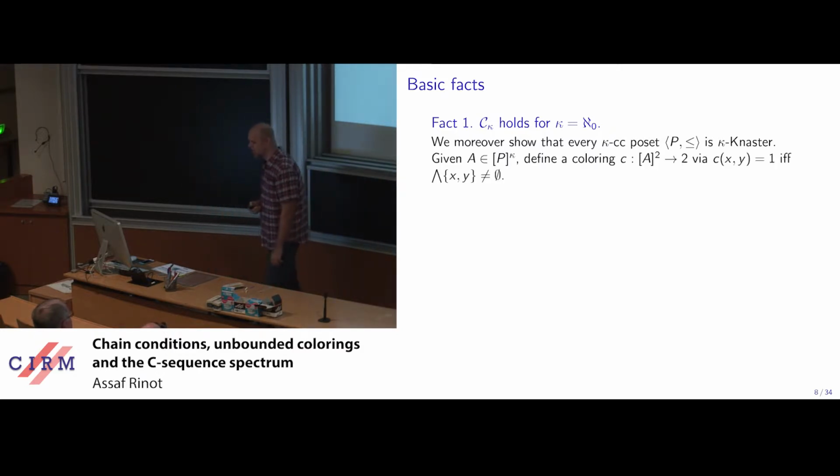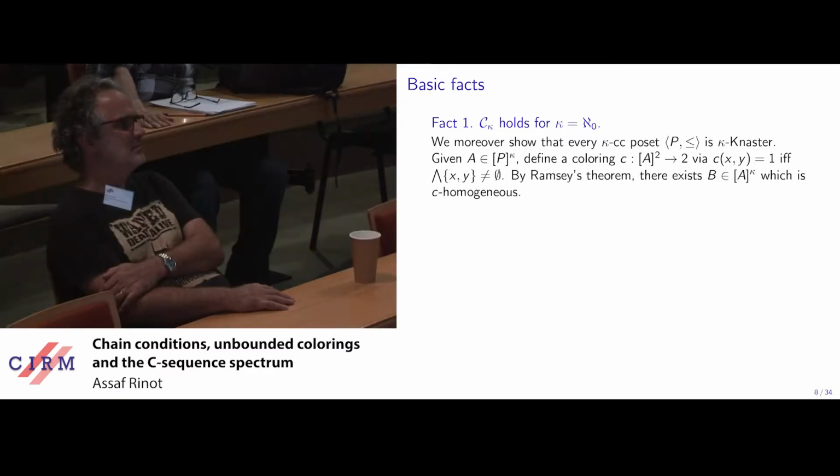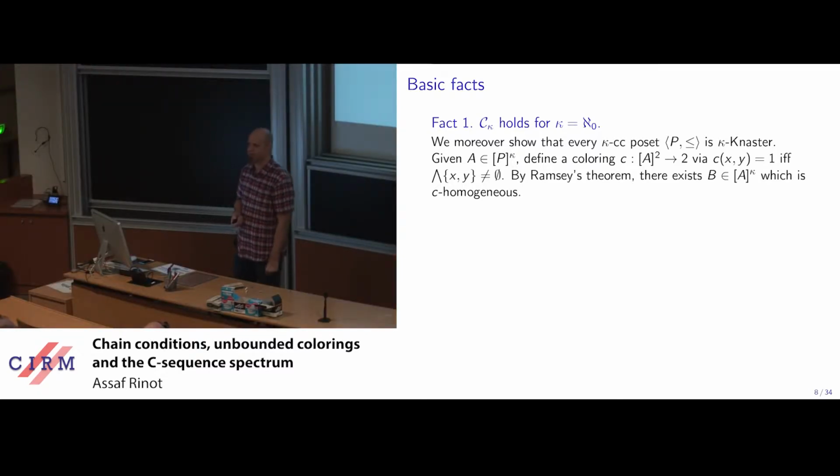Why is it so? Well, given a subset A of my poset of size kappa, in this case kappa is Aleph 0, I can define a coloring of pairs. I can send any pair xy into color 1 if and only if they have a meet, whether they are compatible, or 0 otherwise. And now I'm invoking Ramsey's theorem and I'm getting a subset B of the same size, which is homogeneous.